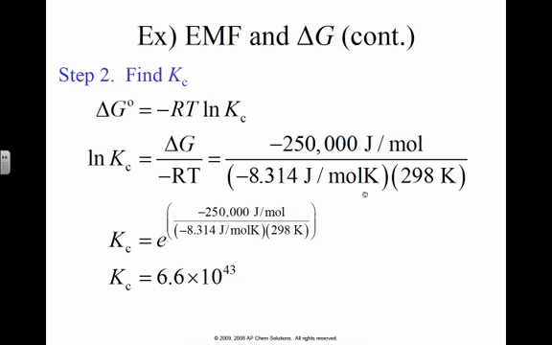Temperature is 25 degrees standard, and then solve for K, and you get a value of 6.6 times 10 to the 43rd, which is a freakishly large number, which means that equilibrium favors the right-hand side, because this reaction is spontaneous.